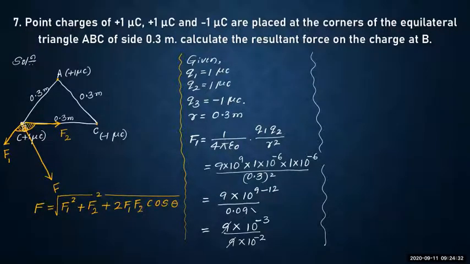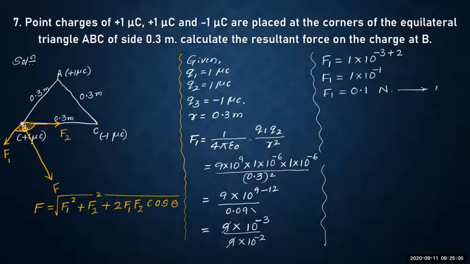Both 9 are cancelled. Then what we get? Observe here, F1 is equal to 1 into 10 raised to minus 3 plus 2, or F1 is equal to 1 into 10 raised to minus 1, or F1 is equal to 0.1 Newton. Okay, F1 is equal to 0.1 Newton. Any problem? Any doubt? Yes, call it as 1.